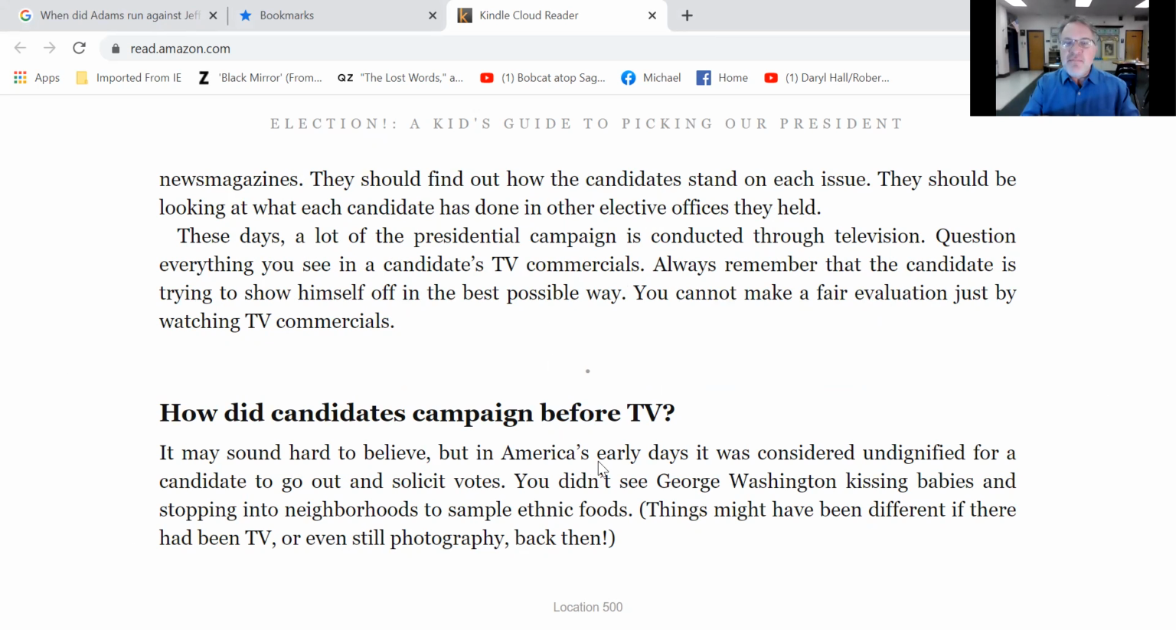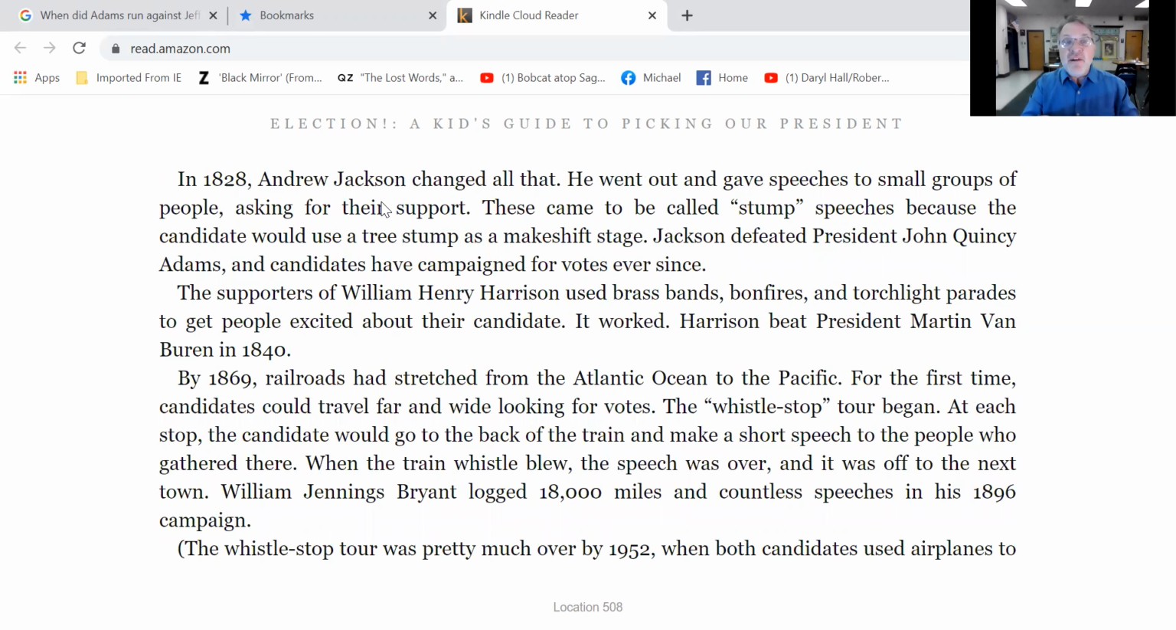It may sound hard to believe, but in America's early days, it was considered undignified for a candidate to go out and solicit votes or to ask for votes. You didn't see George Washington kissing babies and stopping into neighborhoods to sample free food or ethnic foods from different cultures. Things might have been different if there had been TV or even still photography back then. In 1828, Andrew Jackson changed all that. He changed everything in terms of campaigning.